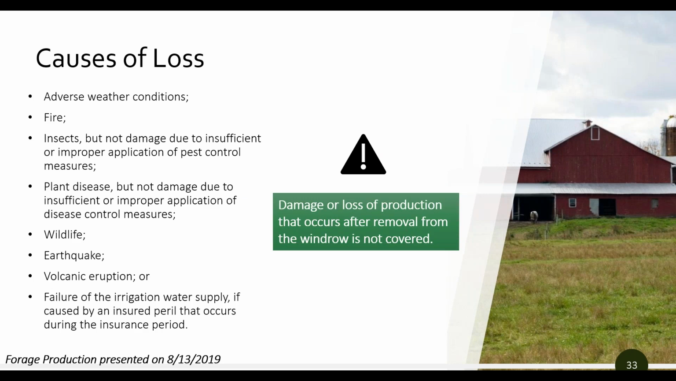Causes of loss, the standard causes of loss out of the basic provisions are listed there. Specific to forage production, damage or loss of production that occurs after the removal from the windrow is not covered. So you've gone out, you've harvested or you've cut it, laid it in a windrow, and then until that stuff is baled or after it's baled, it's no longer covered.